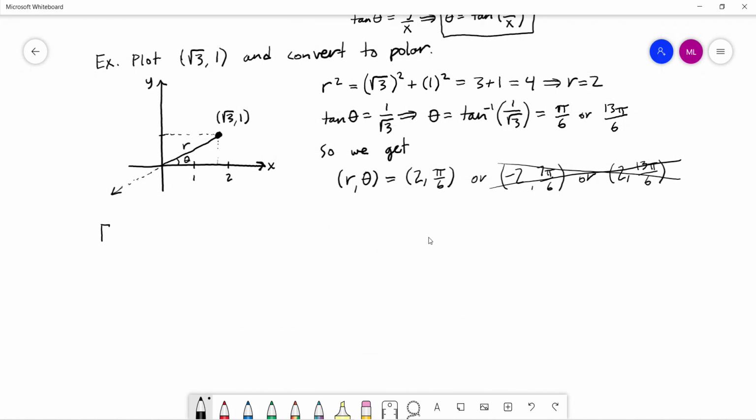Similarly, I could go sort of in the reverse direction. I could give you the polar coordinates. So plot r theta equals 4 comma pi over 4 and convert to Cartesian.